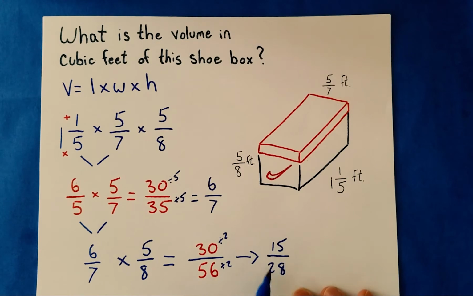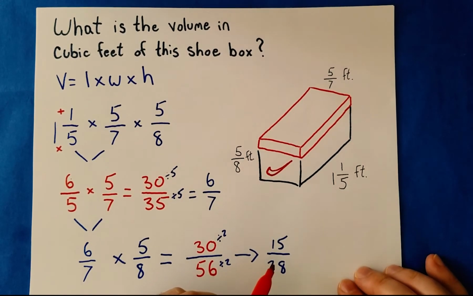Look at this number, 15 over 28. Are there any common factors here? Can I divide both 15 and 28 by any common factor? The answer is no. So right here, we have our final answer, 15 over 28.